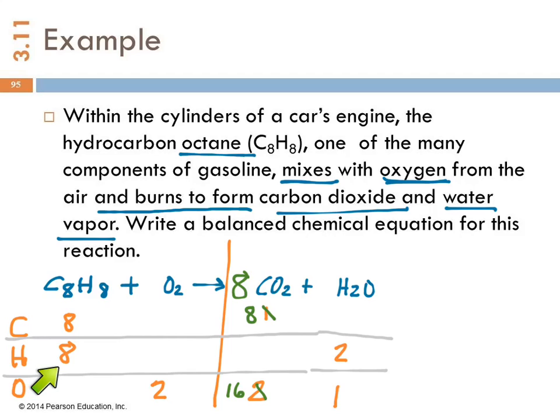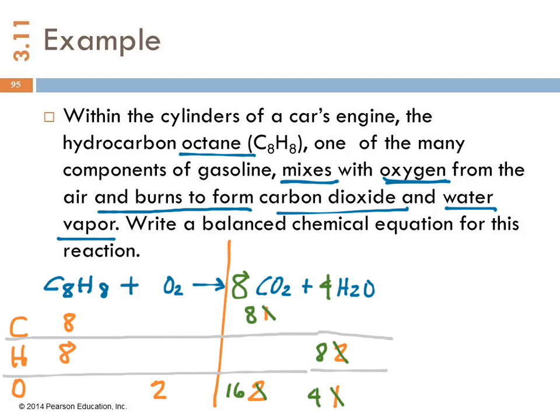Hydrogens on the left, there's 8 of them. On the right, there's only 2. Well, we can fix that by putting a 4 in front of water. And that will change the 2 into an 8. It'll change the 1 into a 4. We're just multiplying. Carbon and hydrogen are great.